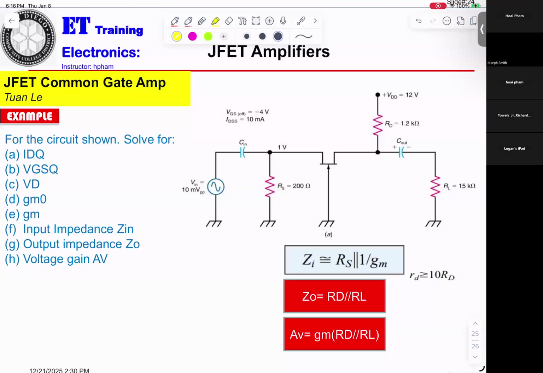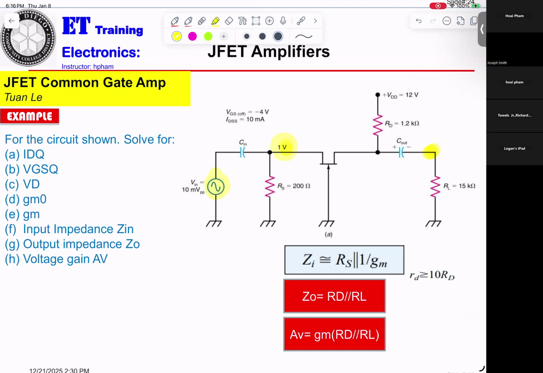Now this is our common gate amplifier, input here. And the output will be here. They're telling you they want ID Q, VGS Q, VD, GM, G in, G out on the gate. And basically that also sets the bias. So that's why they have to give it to you right here.